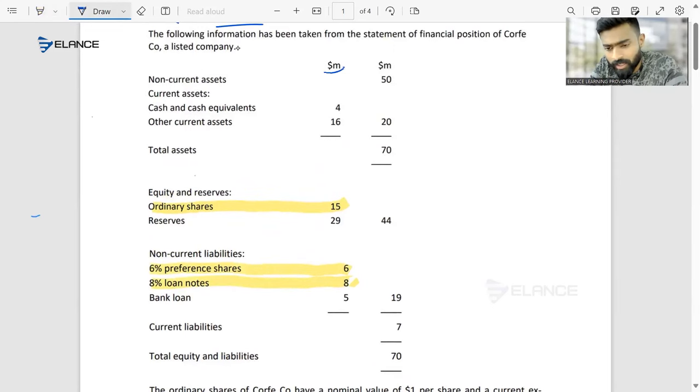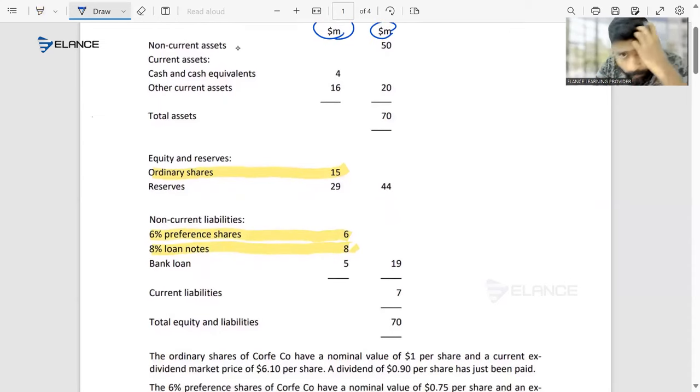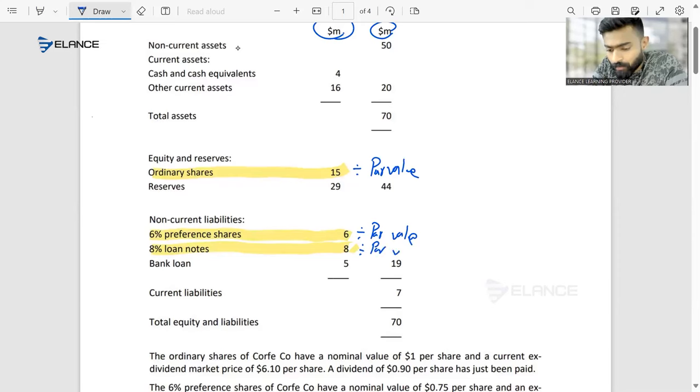Are these values or numbers? These are values, in dollars. These are not numbers. In order to make them numbers, we will divide this value by their par value. This is how we will get the number of shares or number of bonds.